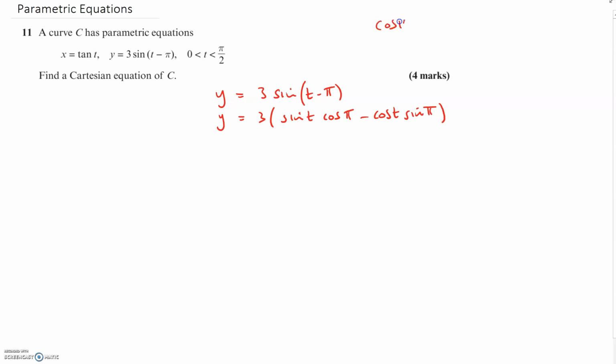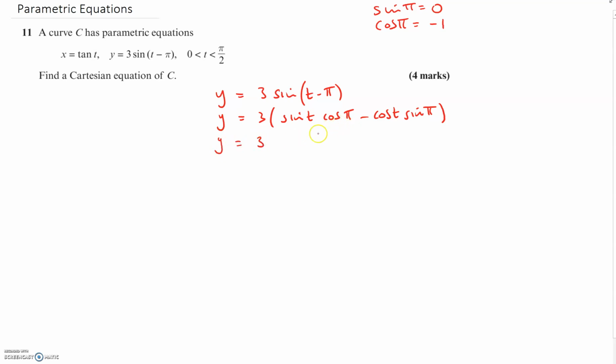So we've got y equals 3 sine (t minus pi), and we saw from the addition formula earlier that we can expand this as sine t cos pi minus cos t sine pi. We know that cos pi is minus 1 and sine of pi is 0. So that's going to really simplify this.